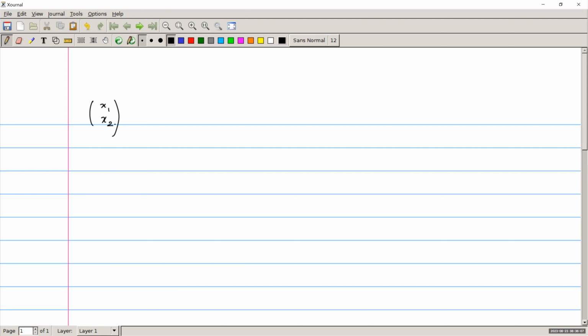The idea here is that x1 and x2 cannot be interchanged. There is an ordering to them. You can't flip them around. It's not the same thing. If you flip x1 and x2, it's not the same point anymore.